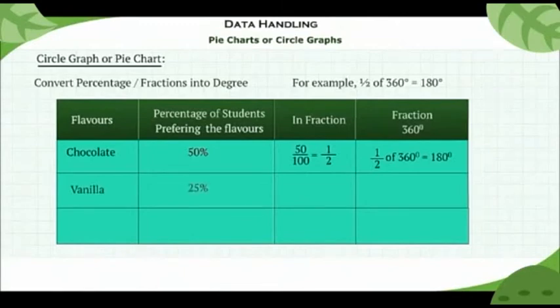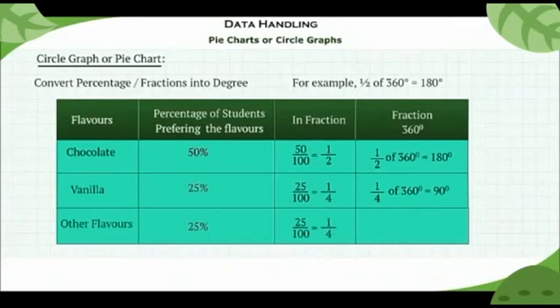Now let's calculate for vanilla flavor. Here the percentage is 25. So its corresponding fraction is 25 divided by 100 to give a fraction 1 by 4. As the central angle of the sector is a fraction of 360 degrees, the central angle of the sector corresponding to vanilla flavor is 1/4 of 360 degrees, which is equal to 90 degree. Now, if you look at other flavors, the percentage is 25 again. So, the central angle of the sector corresponding to other flavors is also equal to 90 degree.